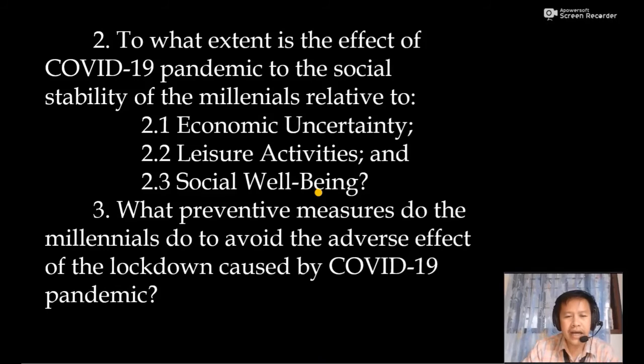Now, what do you think is the third statement of the problem to make it 3, which is the minimum? What preventive measures do the millennials do to avoid the adverse effect of the lockdown caused by COVID-19 pandemic? What are those measures the millennials do in order to not feel adversely the effect of the lockdown caused by the COVID-19 pandemic?